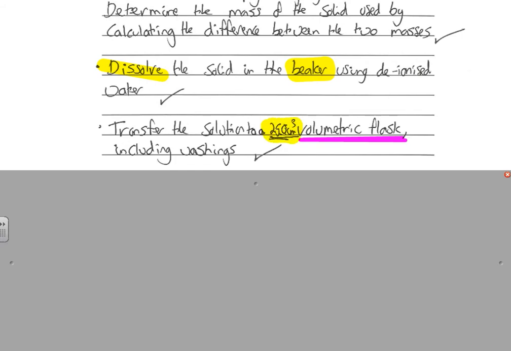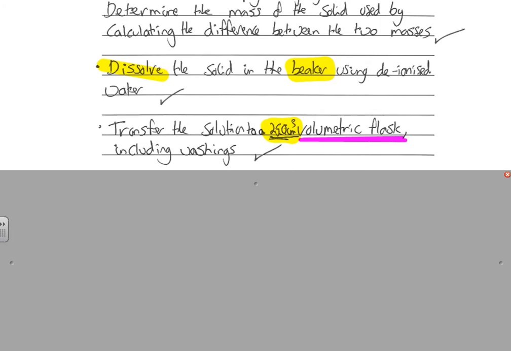The question said, how am I going to make 250 centimetres cubed of this solution? So I think I should give the detail here that I'm going to use a 250 centimetre cubed volumetric flask. The mark scheme did insist on this, but it is a detail I think that would be easy to miss. So you may not have included it and got a mark, in which case you're lucky. I think it should be there and something to consider.